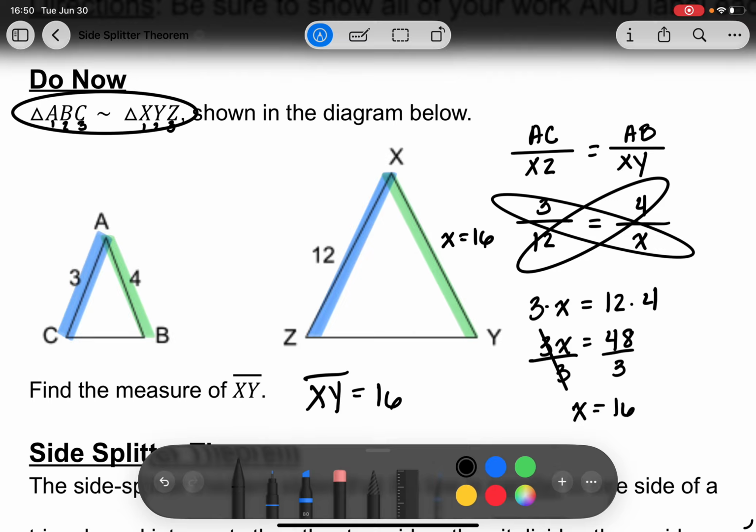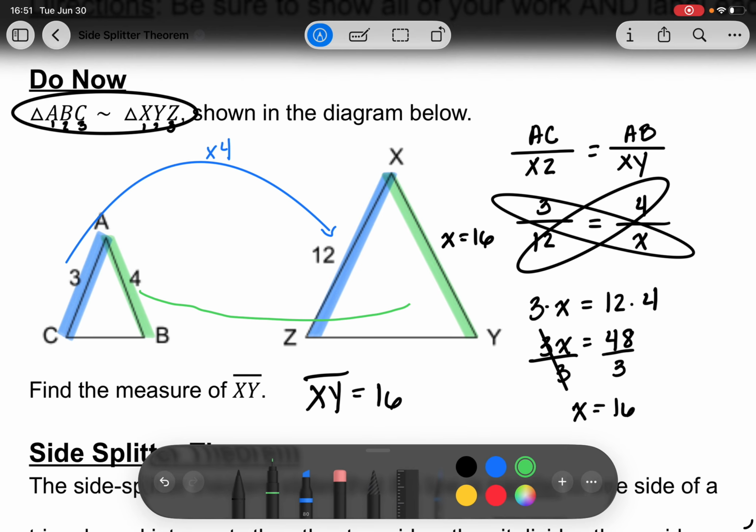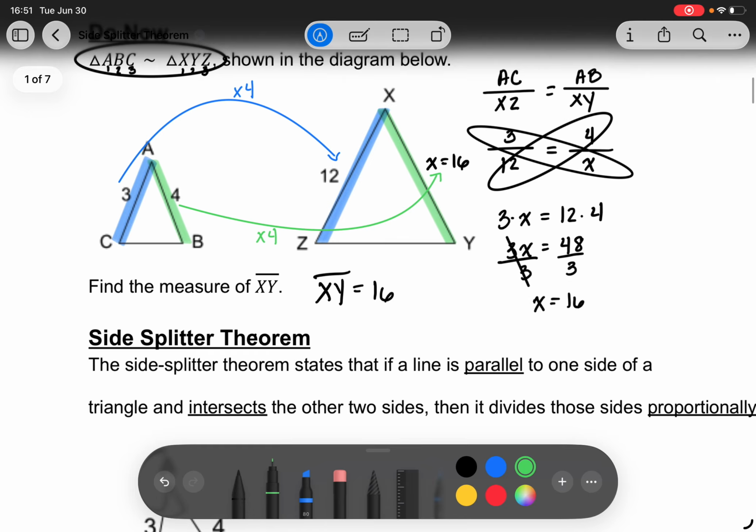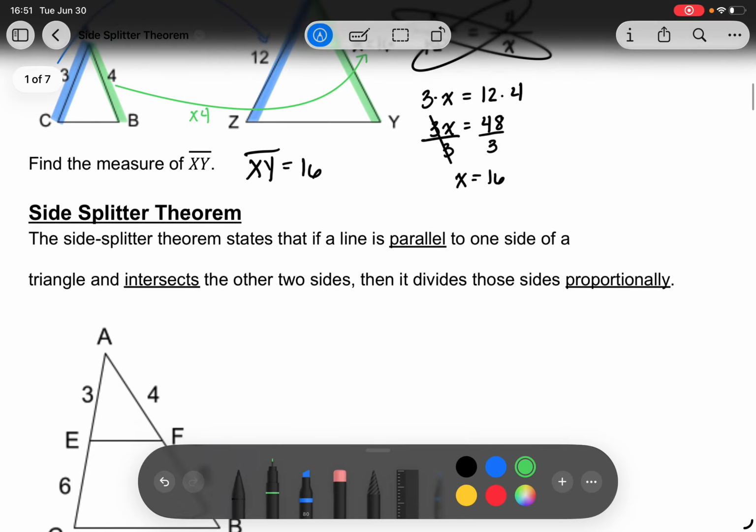Another way you could have done this is take our 3 and figure out what the scale factor is to get us to 12. 3 times 4 is 12, which means that we'll do the same thing with our greens and do 4 times 4 to get X, which would be our 16 once again. So this is our basic middle school level question. We're going to raise it up a notch and get into our high school question.